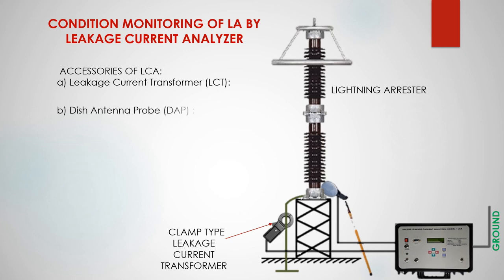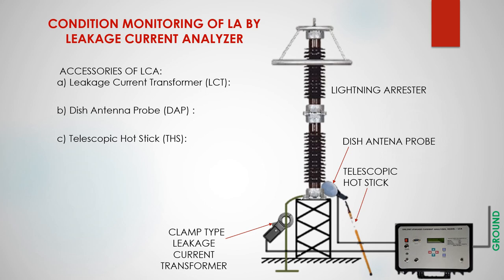Dish antenna probe, DAP. The dish antenna probe DAP is placed at the base of the lightning arrestor to pick up the harmonics in the system voltage, thereby giving the capacitive component of the leakage current. Telescopic hot stick, THS. The telescopic hot stick THS is used to place the DAP at the base of the lightning arrestor.